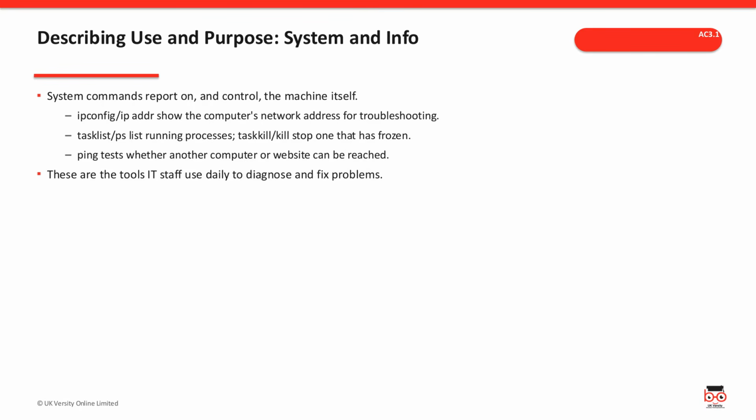Then there are the commands that report on and control the machine itself. ipconfig, or ip addr on Linux, shows your network address, which is the first thing you check when the connection misbehaves. tasklist and ps list the running processes, and taskkill or kill let you stop one that's frozen. ping tests whether another computer or a website can actually be reached. These are the everyday tools IT staff reach for to diagnose and fix problems.